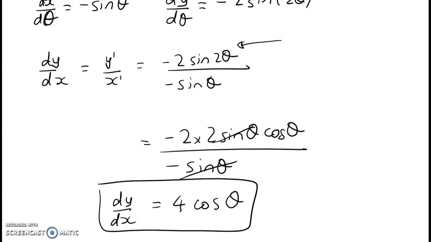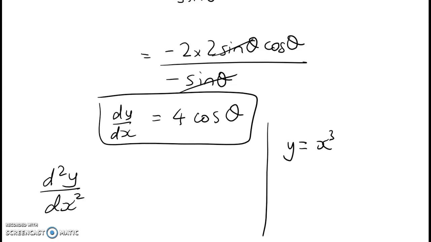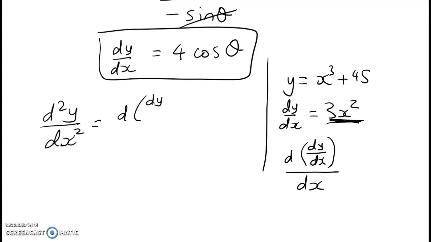Right, so to find the second derivative, what I want to get is d squared y by dx squared. And if you think about when we're doing an ordinary second derivative, so say we just had, I don't know, y equals x cubed plus 45, then dy by dx is equal to 3x squared. Well, what do I mean by finding the second derivative? I mean, take the first derivative and differentiate it with respect to x. So that's what we want to do here. We want to take the first derivative and differentiate it with respect to x.